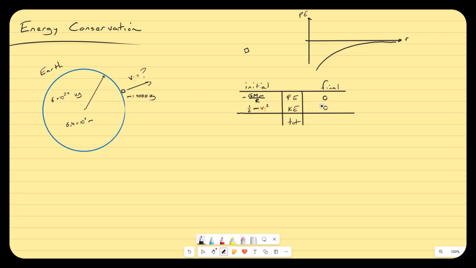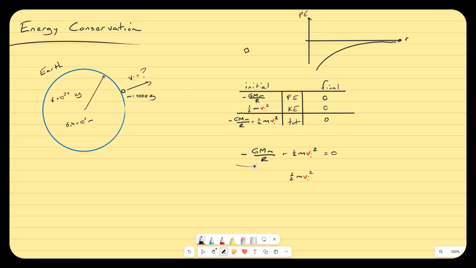But it's the same effect as stationary with no potential energy. So our final total energy is 0. Our initial total energy is negative GmM over r, plus half m v initial squared. And that's it. From here on, it's the same problem that I've already solved a couple times. I'm going to set my initial energy equal to my final energy and start solving. Half m v initial squared.